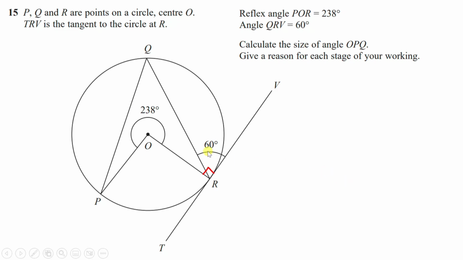And it's cool because you know that this part is 60, and therefore to make 90, you need to add another 30 degrees here. So this part must be 30. But we'll get to that soon. That's going to be one of our steps later.